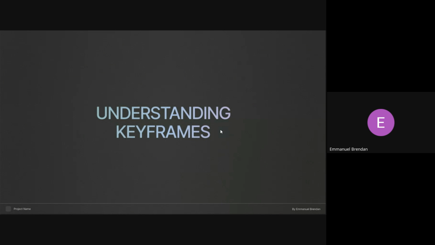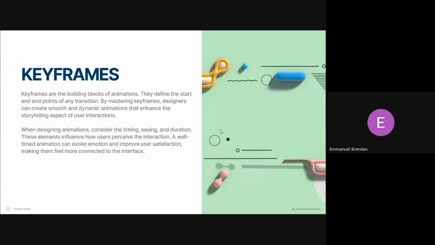All right, so understanding keyframes in animation. Keyframes are the building blocks of animation, right? They basically define the start and end points of any transition. So when using keyframes, you just have to understand, okay, this is the starting point. When a user clicks on this button, how many seconds is it going to take for that action to manifest, like to come into fruition, right? So that is what keyframes help you to do.